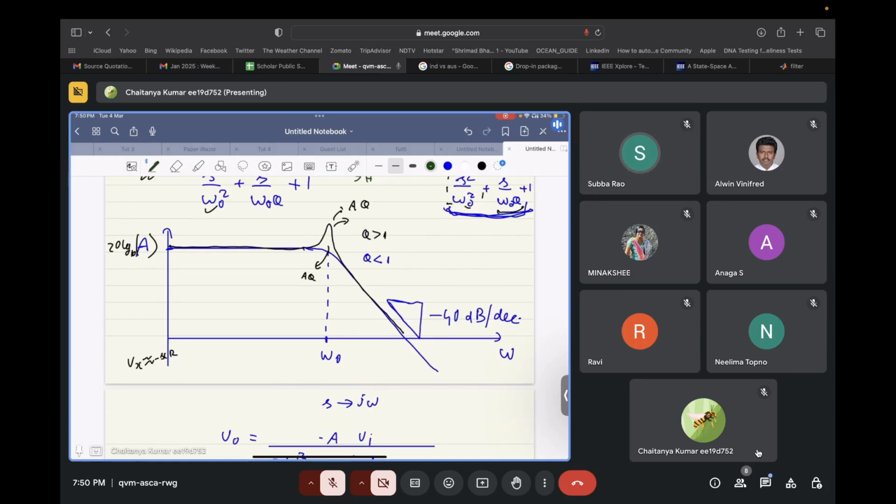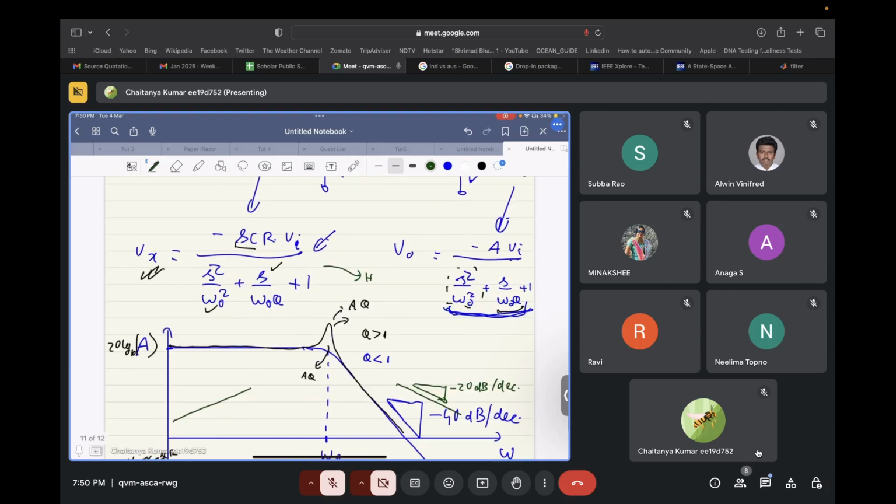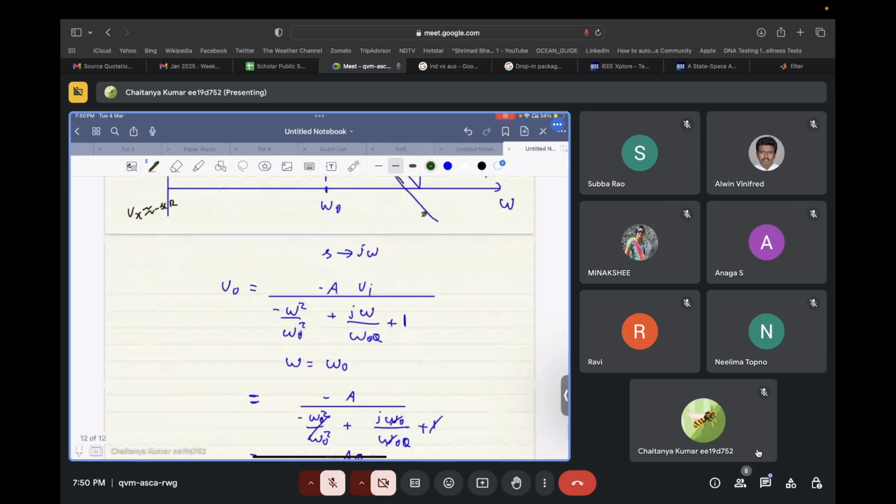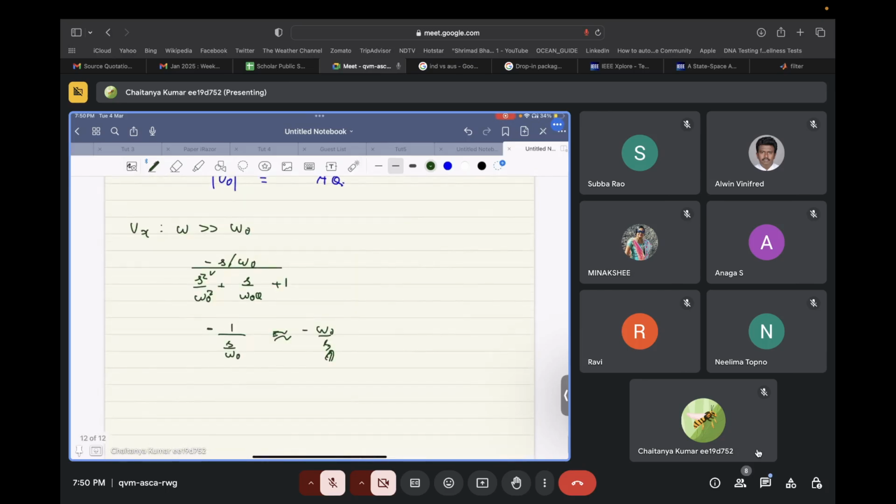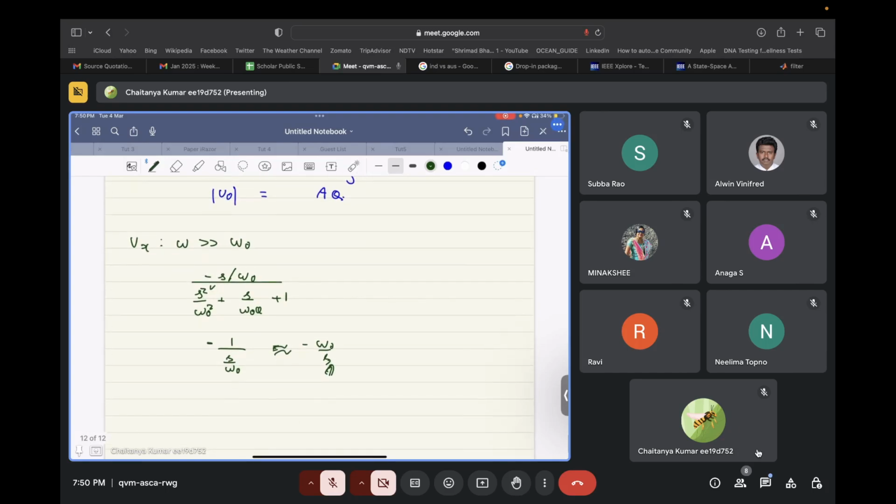Now this blue curve was minus 40 decibel per decade. So it will behave something like this, or it will be much smoother, and it will go something like this. If this is minus 40 dB per decade, this one is minus 20 dB per decade. And what will be its value at omega naught? Let's try to calculate that as well. Its value at j omega naught, what will we have?